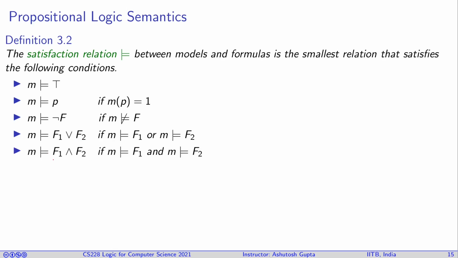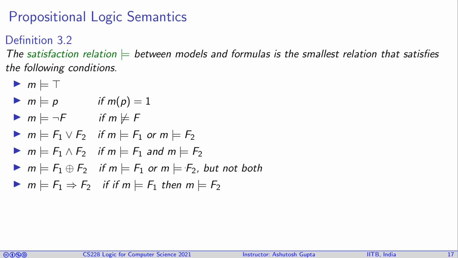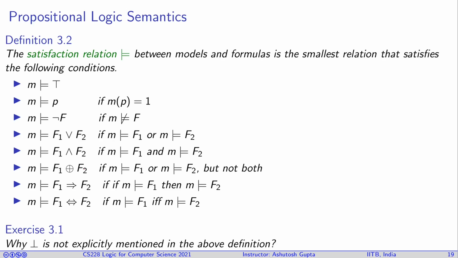Similarly, we can have an interpretation for conjunction, which requires both of them to be satisfied, and we can see how we can roll this out for the XOR, implication, or equivalence. It's just unfolding of their intuitive definitions. Notice that we have no mention of false in this. So false was not even mentioned. That means by absence we know that M does not satisfy false, because we are looking for the smallest relation. So the way things are set up, M cannot satisfy false.